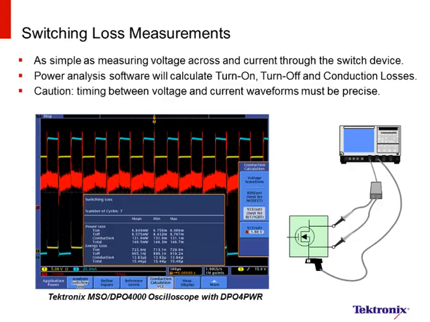A major challenge in measuring turn-on and turn-off losses is that the losses occur over very short time periods. This requires that the timing between the voltage and current waveforms be very precise. Another challenge worth mentioning is around conduction loss. When measuring conduction loss, the current through the transistor will be very high, so even small errors in the voltage waveform can result in significant errors in the total conduction loss. In a few minutes, we'll discuss steps you can take to maximize your measurement accuracy when making switching loss measurements.